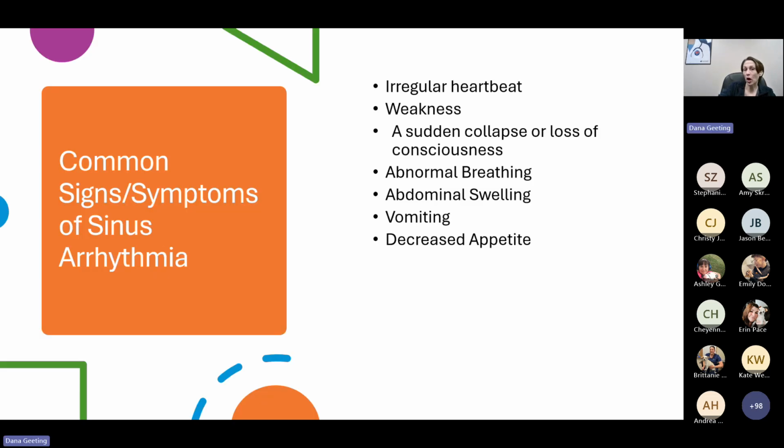And then some common signs of sinus arrhythmia are irregular heartbeats. They become weak. They suddenly collapse or lose consciousness. They have abnormal breathing, abdominal swelling. They could be vomiting and also would have a decreased appetite.